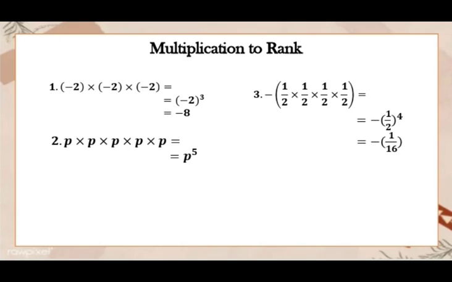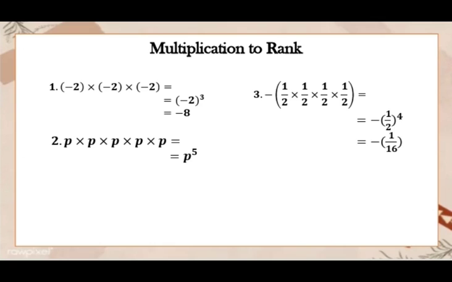Next, here there is P times P times P times P times P. There are 5 Ps, meaning this is the same as P to the power of 5. That's all easy, right? Next, to the last one.